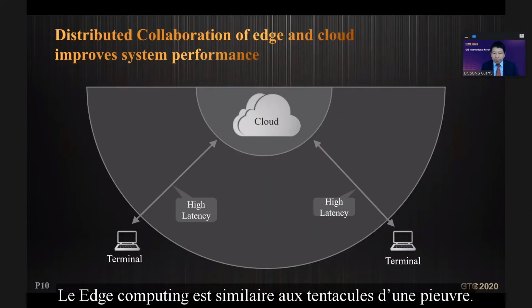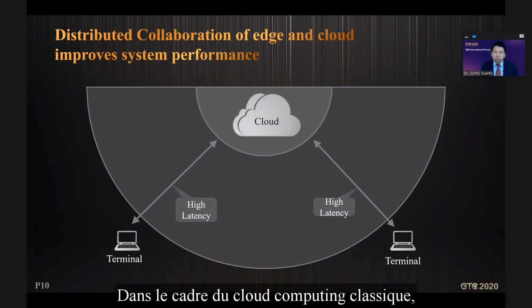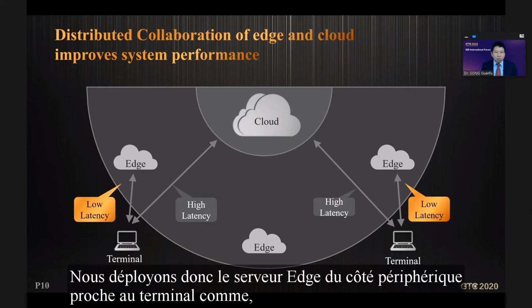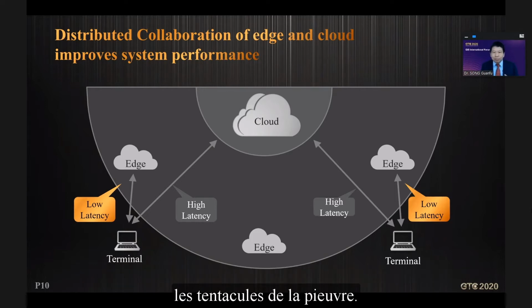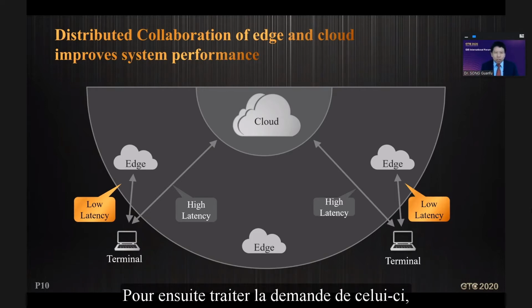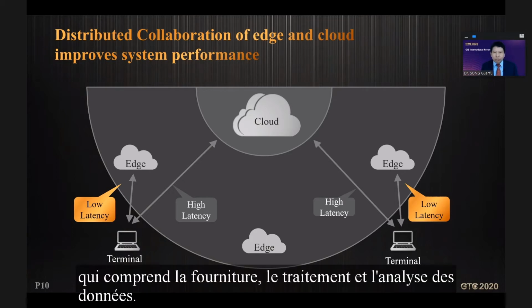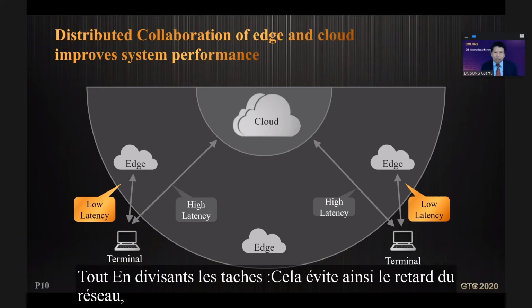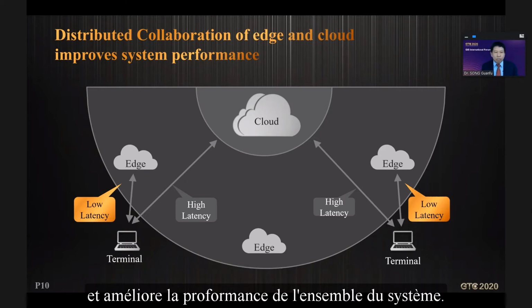The edge computing is similar to octopus legs. In the framework of classic cloud computing, it takes a long time of network latency when a terminal accesses the cloud directly. So we deploy the edge servers on the edge side near the terminals to process the requests from terminals. It could reduce the network latency and improve the performance of the whole system.